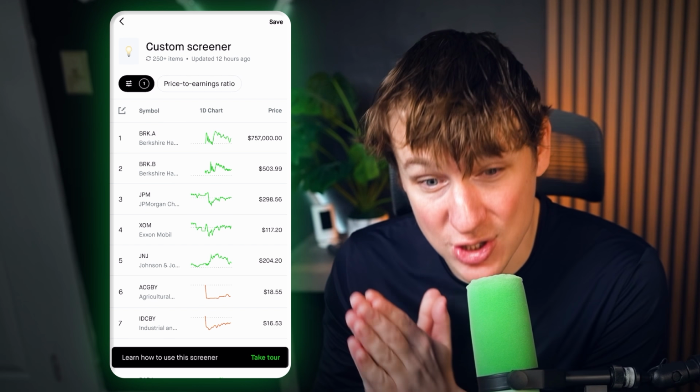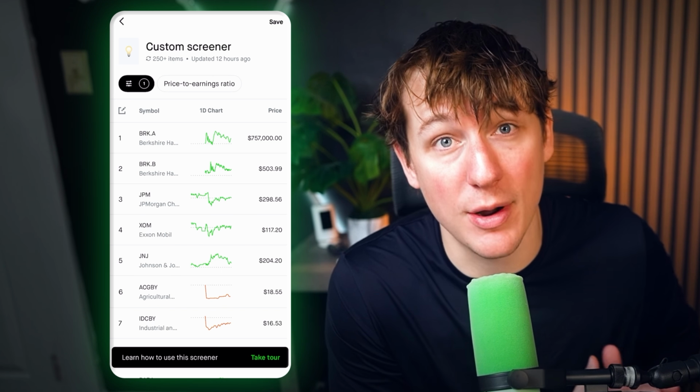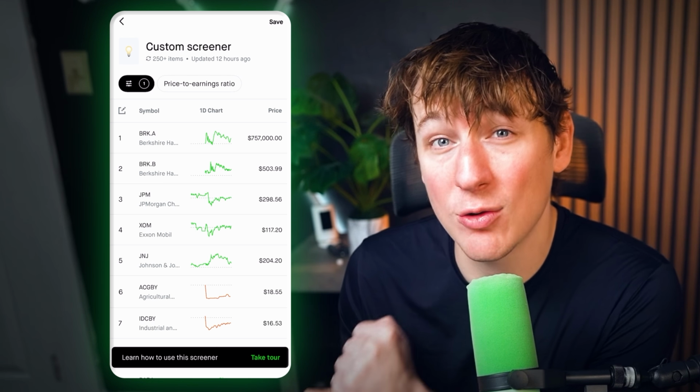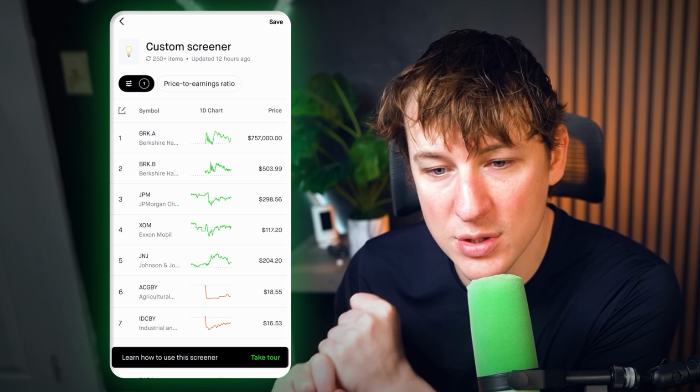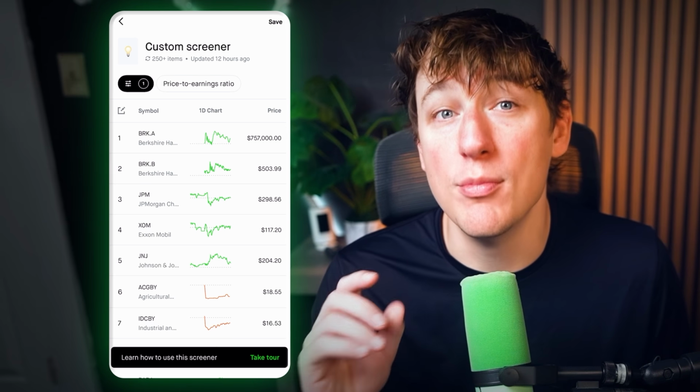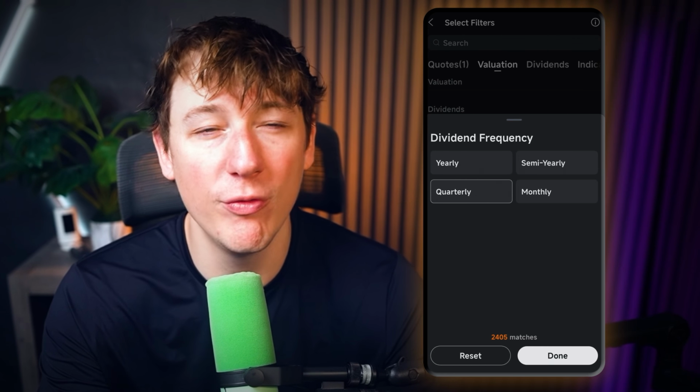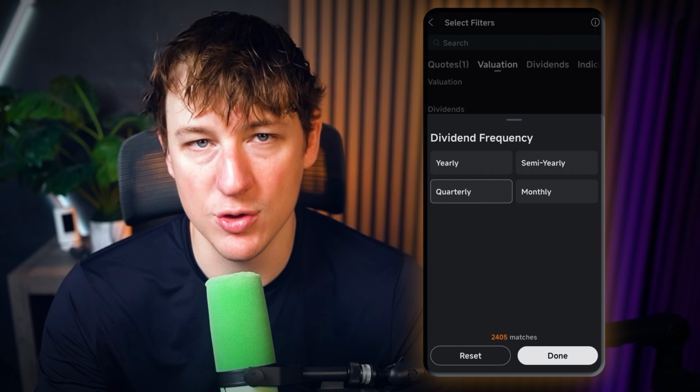I've also found that their stock screener, in direct comparison to MooMoo, has less screening criteria, and I found that MooMoo's stock screener is just more reliable. MooMoo, on the other hand, has a full-featured stock screener with over 100 different variables.